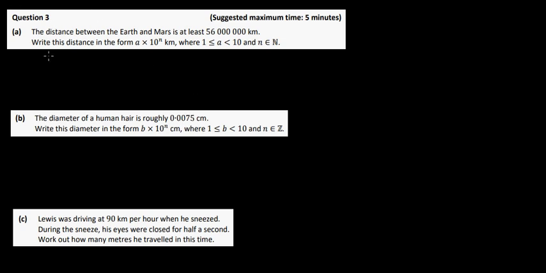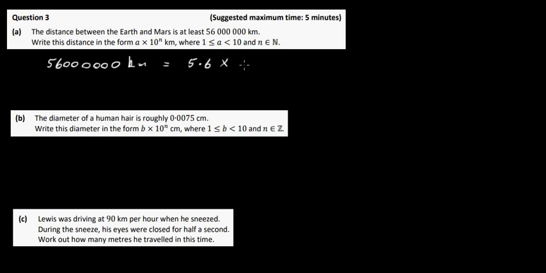So you've got to write 56 million kilometers in scientific notation. So the way you do that is you see where the decimal point is. It's here at the moment, just after this 0. We've got to bring it back here to between 5 and 6 to make a number between 1 and 10. So if we do that, we get 5.6.